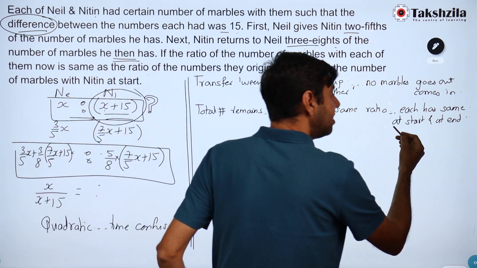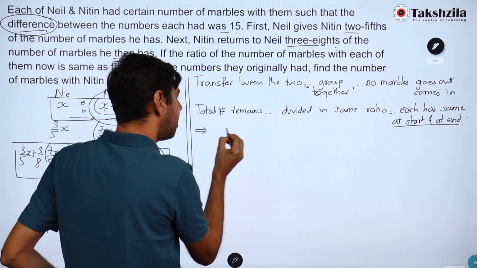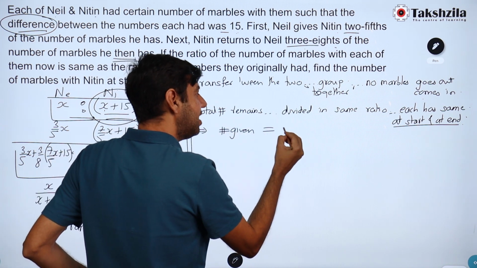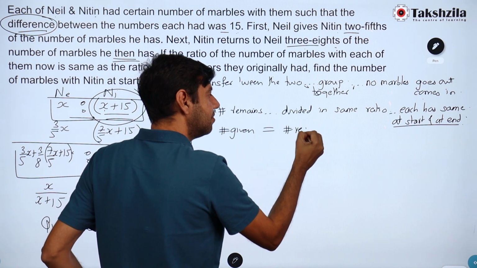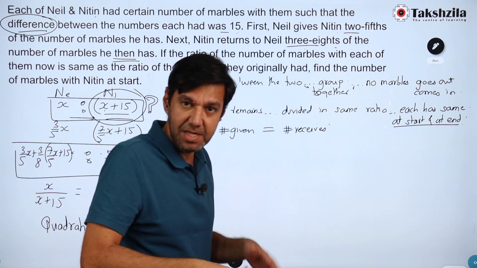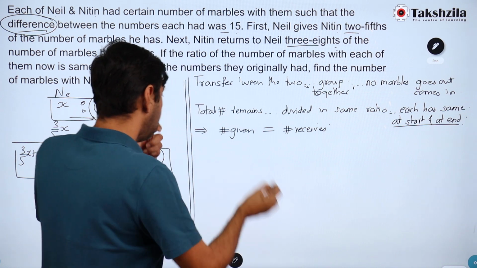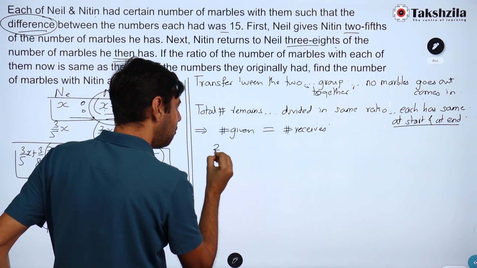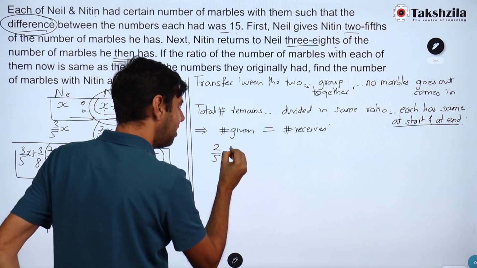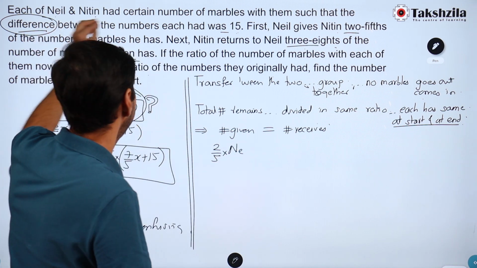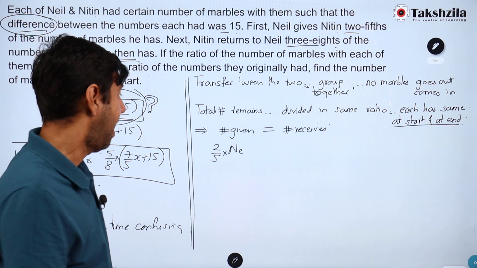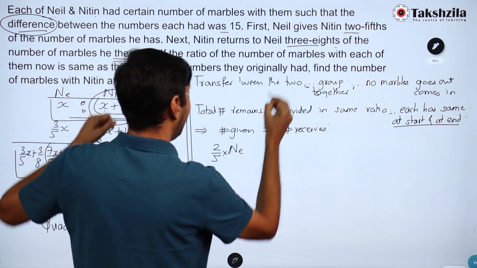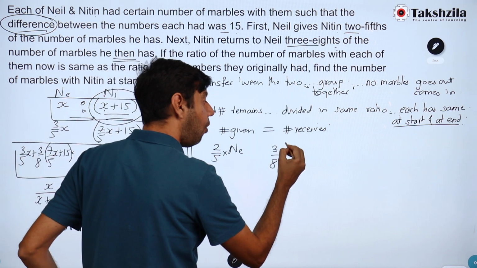So if each has the same at start and end, it means whatever number is given by Nitin is the same as the number that he receives. That is the time when he'll have the same thing. So what does he give? He gives away 2/5 of whatever Neil had. And what does he receive? He receives 3/8 of what Nitin has.